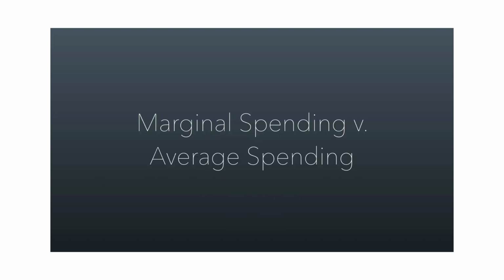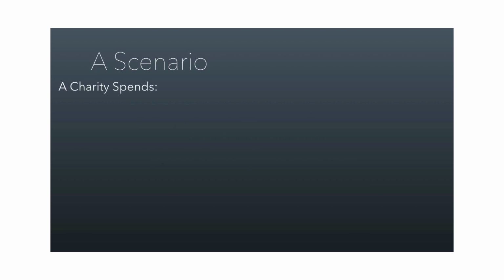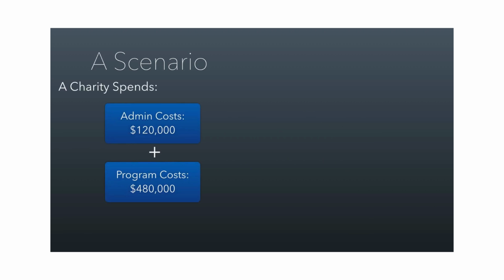Now we're going to take this program ratio idea and stretch it a little further by applying the concept of marginal spending. What a program ratio tells us is just average spending. By that I mean you might have a charity that spends $120,000 a year on administrative costs and $480,000 a year on program costs. That gives us an 80% program ratio. And that's useful information on its own.